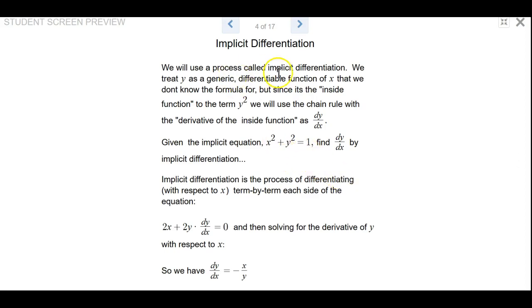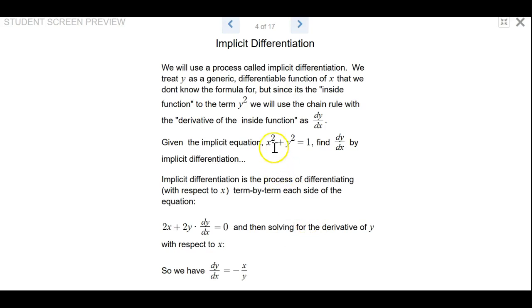So implicit differentiation is when you differentiate an equation term by term with respect to x, and you treat any instances of y as a composite function where the inside function is this generic unknown function that makes the equation true.